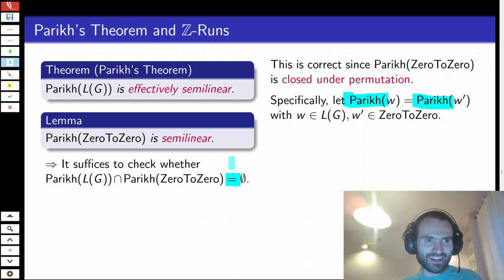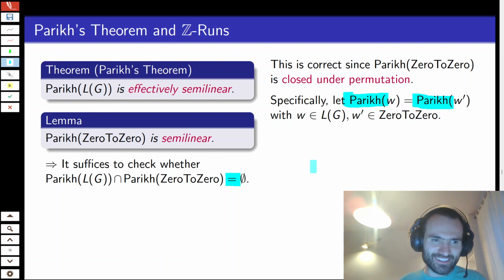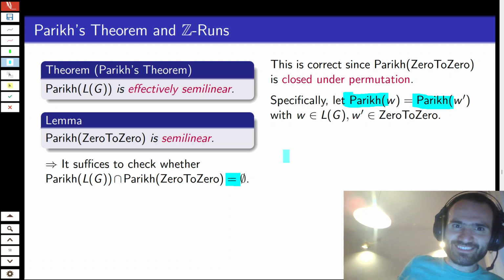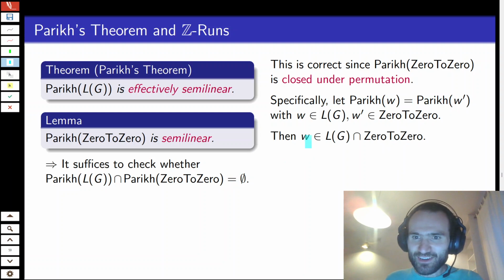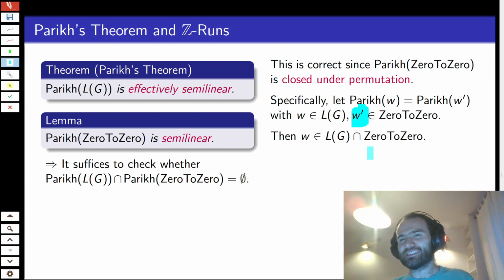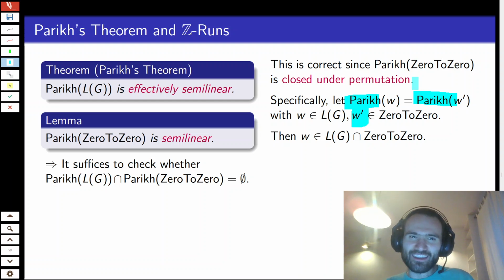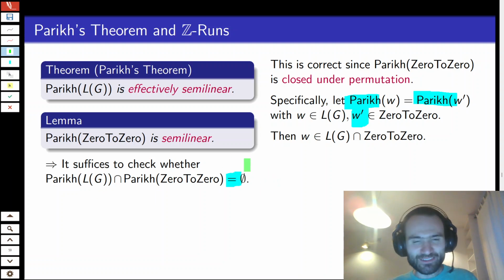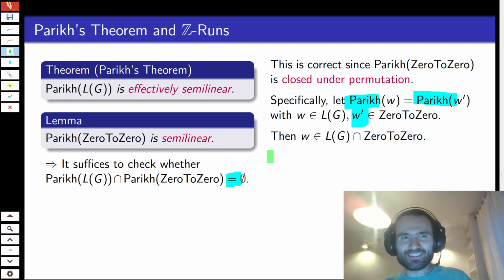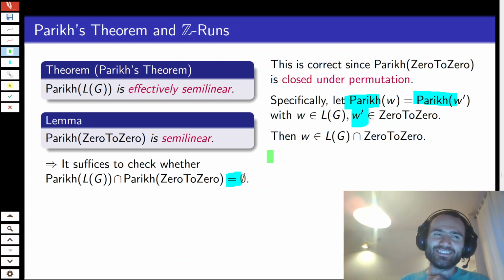And now we have to prove that actually the intersection of these two languages, which is the set of Z-runs, is non-empty. And well, this is easy, because in fact, W prime being in 0 to 0 means that also W is in 0 to 0, because they have the same Parikh image, and 0 to 0 is closed under permutation. And well, the other direction is even easier. If the intersection of the Parikh images is empty, it's automatically clear that the intersection of the actual languages is also empty. Okay, so this way we can very quickly and easily decide whether there's a Z-run.